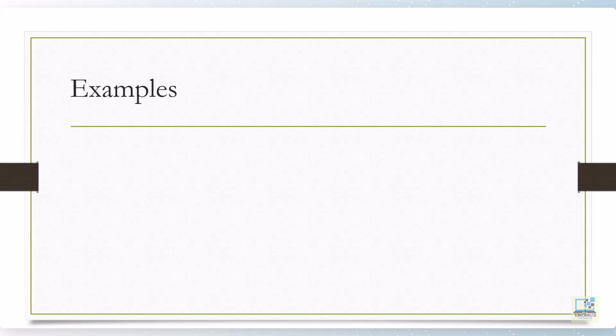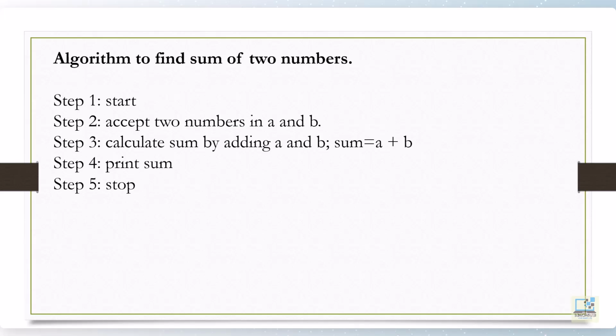Let us see some examples. How can we write algorithms? So the first example which I am having is an algorithm to find the sum of two numbers. As you can see, when we are writing algorithm, we write steps. So we have to give step numbering, step 1, 2, 3, 4, like that. The first step is start and the last step is stop. Sometimes we write begin and end in place of start and stop.